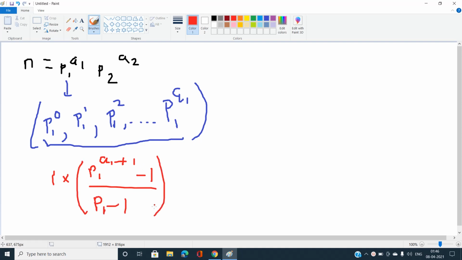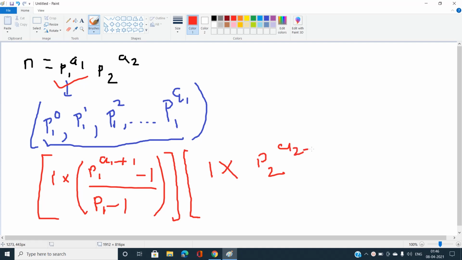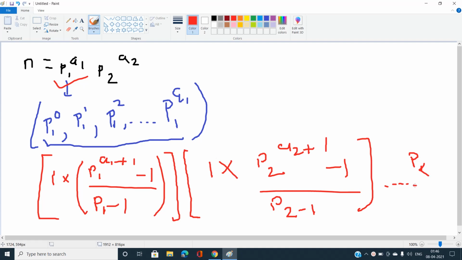And having calculated this term, I need to calculate the other term for p2 power a2, and you can generalize this for all of the terms. It doesn't matter, for now I'm just taking these two terms. You can write it as p2 power a2 plus 1 minus 1 upon p2 minus 1. For k distinct prime factors you can write it similarly for p power k. So this is basically the sum of the divisors formula, which you need to memorize for convenience.